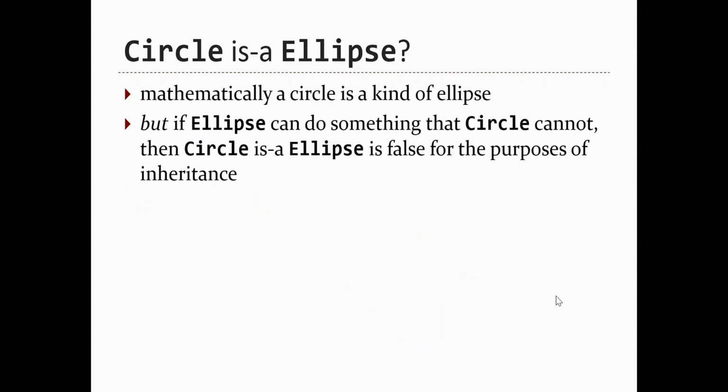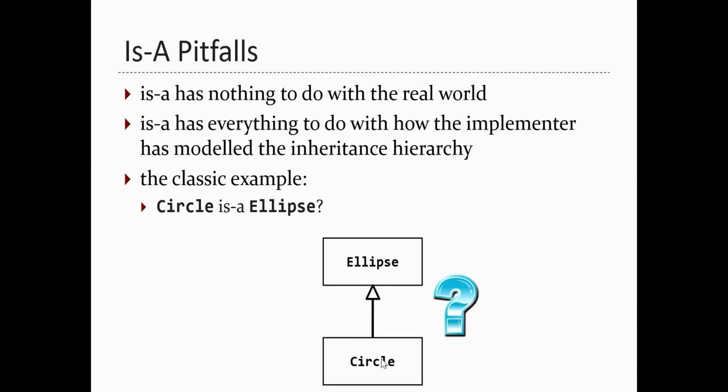But you have to remember inheritance is a programming construct. So if the Ellipse class can do something that Circle cannot, so Ellipse has some method that does something that doesn't make sense for a circle, then Circle is not an Ellipse for the purposes of inheritance. In other words, you should not do this if Ellipse can do something that a Circle cannot. So remember what it means for inheritance: inheritance means is substitutable for. So can I substitute a Circle for an Ellipse?